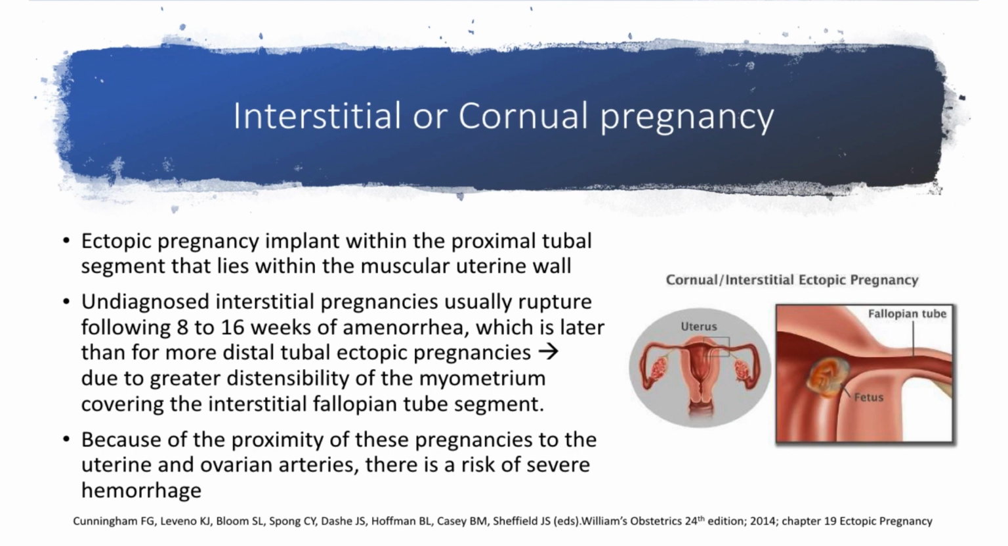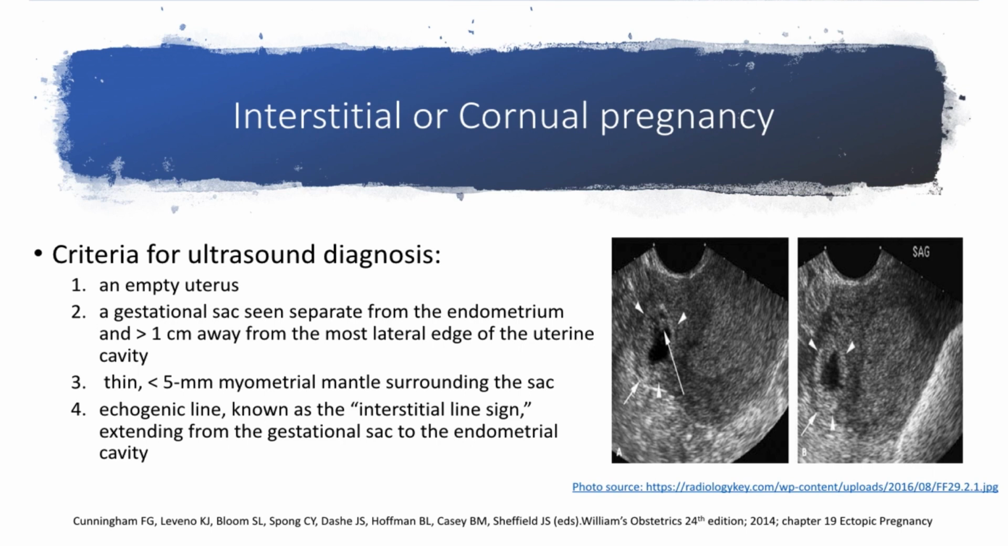And because of the proximity of these pregnancies to the uterine and ovarian arteries, there is a risk of severe hemorrhage. The criteria for the ultrasound diagnosis of interstitial or cornual pregnancy include the following. So first is, of course, a finding of an empty uterus, and then a gestational sac that is seen separate from the endometrium and more than 1 centimeter away from the most lateral edge of the uterine cavity, when there's a thin or less than a 5 millimeter myometrial mantle surrounding the sac, and finally the echogenic line, known as the interstitial line sign, extending from the gestational sac to the endometrial cavity.